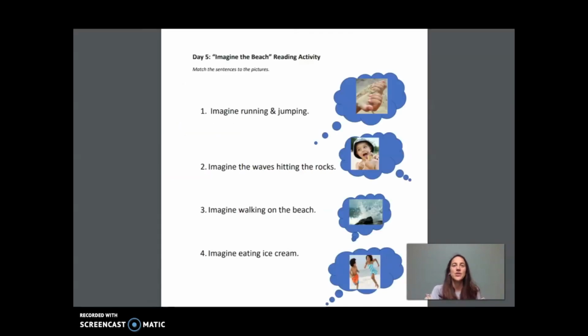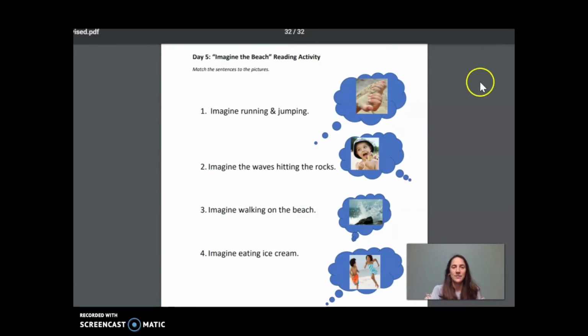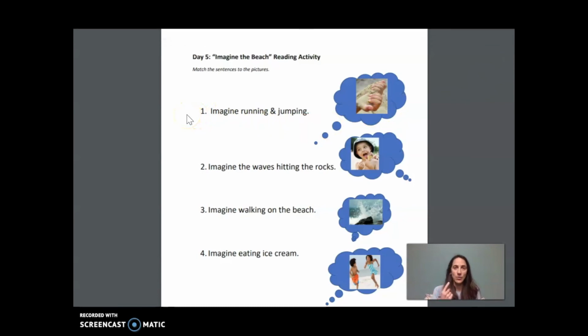Now it's time to review your hard work and new words for the day. I want you to read the story, then I will read it. We'll find a picture and read it together. Number 1, you read it. I imagine running and jumping. Find the picture that shows this. Yes, here they are. Let's read it together. I imagine running and jumping.